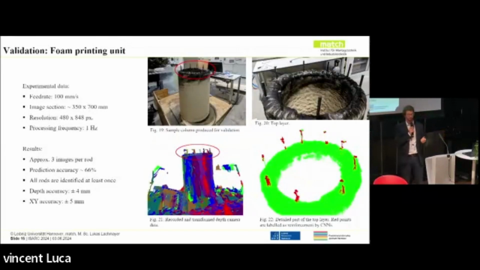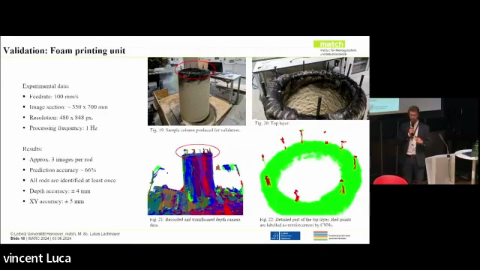The feed rate of our printer currently is about 100 millimeters per second, which leads to having more or less the same rebar, or the same reinforcement element, in more like 3 to 4 pictures. This is why the accuracy of the image processing with 66% is more than enough. So we have 3 images showing the same reinforcement element. 2 times we can detect it, but it's enough if we detect it once.